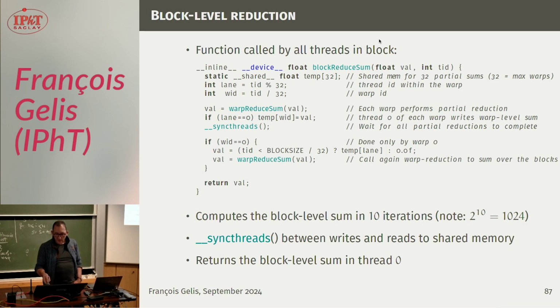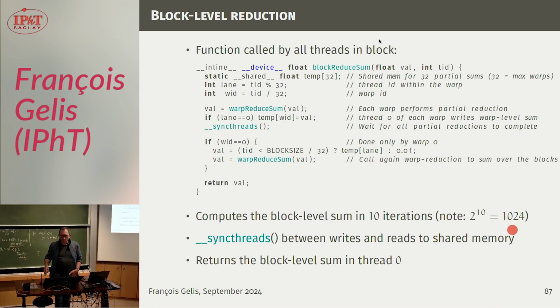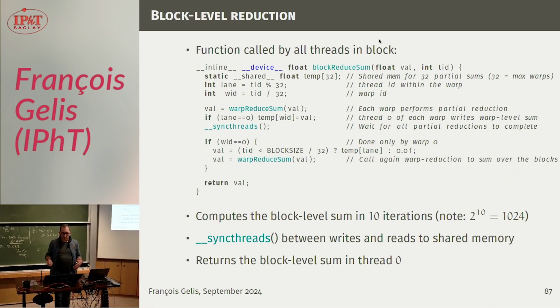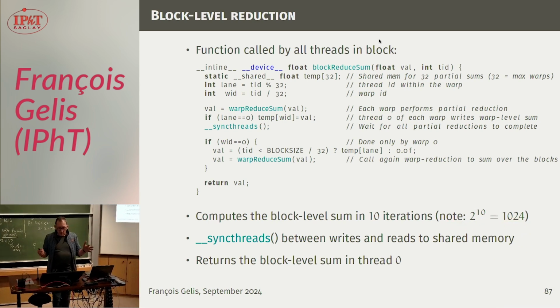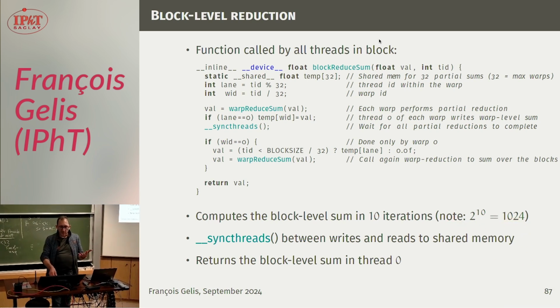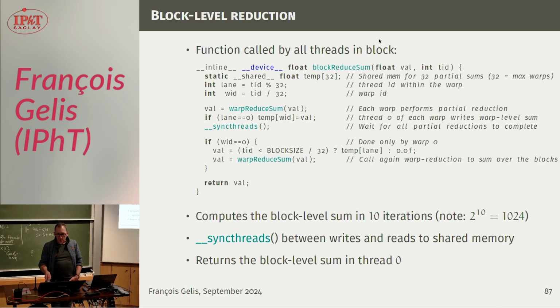And of course, the 10 iterations come from this. You can have at most 1024 threads in the block, and within a block you reach maximal parallelism because you're using each time these parallel functions. So in fact you need only the logarithm of 1024 in base 2 steps. So this is 10 steps.